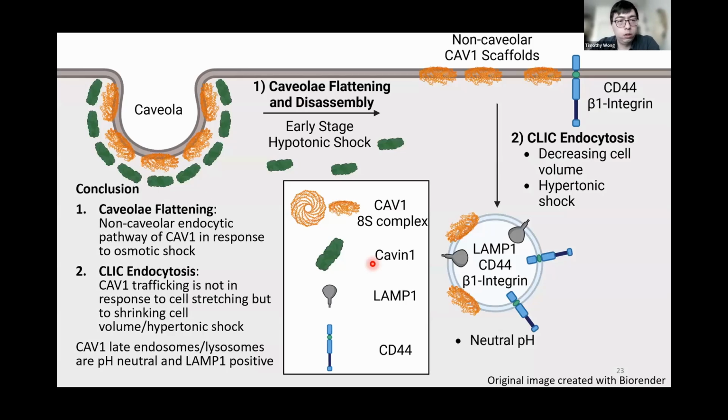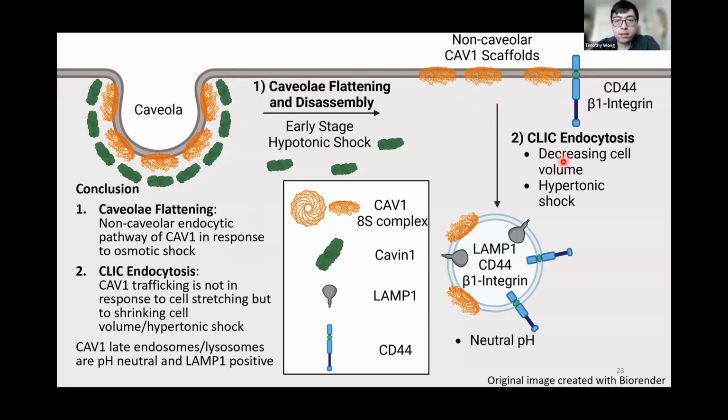Here's a concluding slide, describing what we've found with this novel pathway. We determined that non-caveolar endocytosis of CAV1 was occurring in response to osmotic shock, and there seem to be two steps to this. In the first, if you have cells with caveolae, the caveolae need to be flattened and disassembled. So CAVIN1 needs to come off of the cell membrane, leaving you with non-caveolar CAV1 scaffolds.